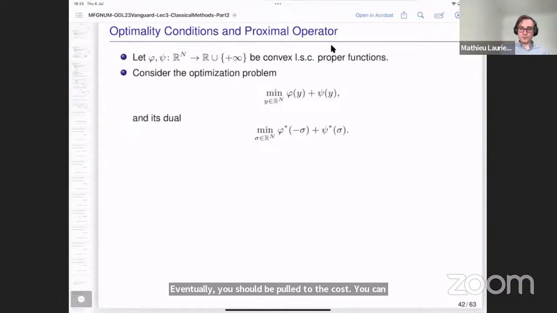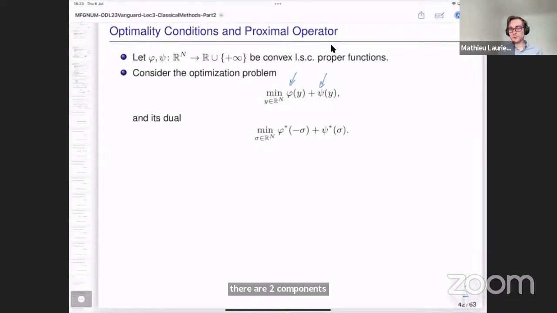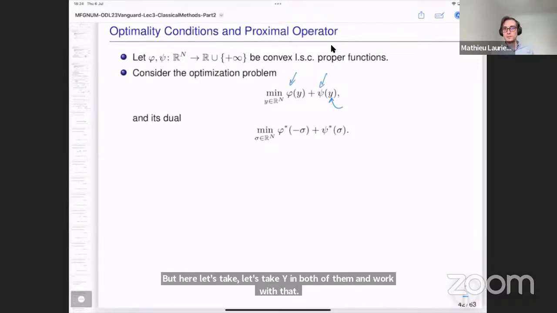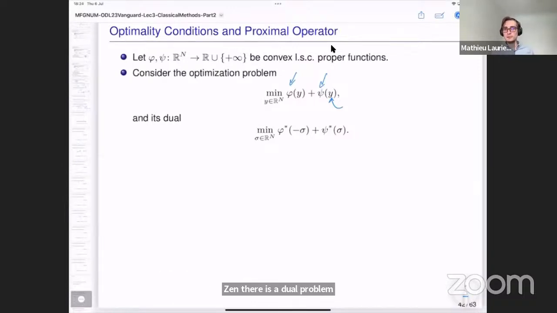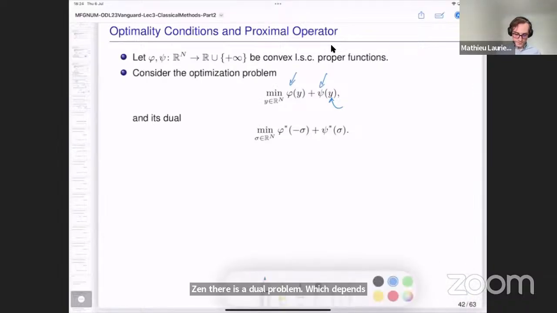Take an optimization problem, and you see that here there are two components, phi plus psi, both of them functions of y. So I already explained the augmented Lagrangian idea, which is to somehow introduce an artificial variable to get rid of y here and have an extra constraint separately. But here let's take y in both of them and work with that. Then there is a dual problem, which depends on phi star and psi star in this way.